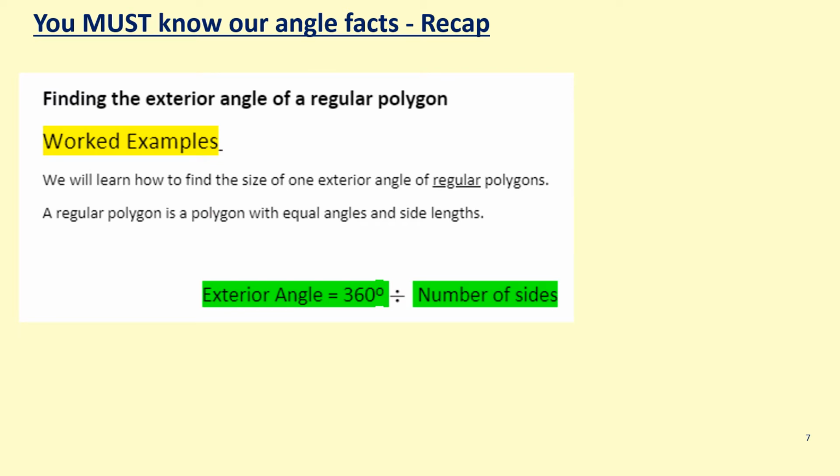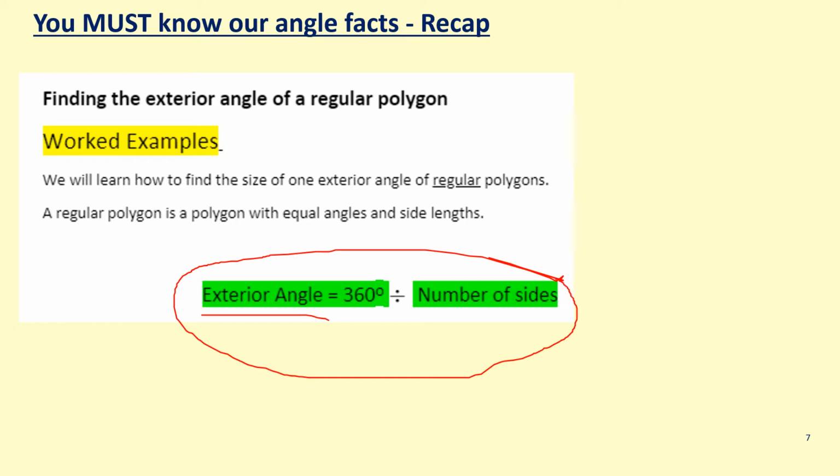And another recap slide. I'm reminding us that when we were working out our exterior angle, we always take 360 and divide it by the number of sides. The reason I've put this here is that it is the first step of the skill to help us with our problem solving. Then we will use our 180 degrees to help us identify our interior angle as well, and then find a final answer. So a couple of steps today.